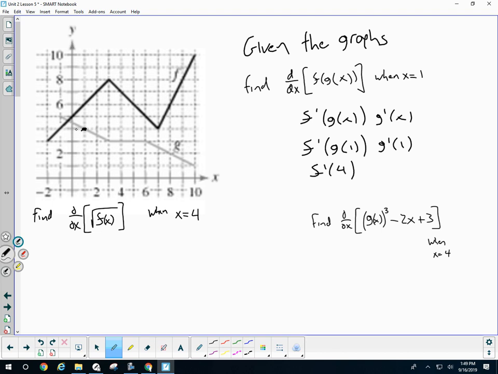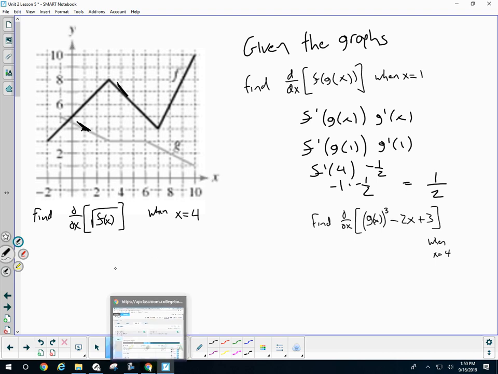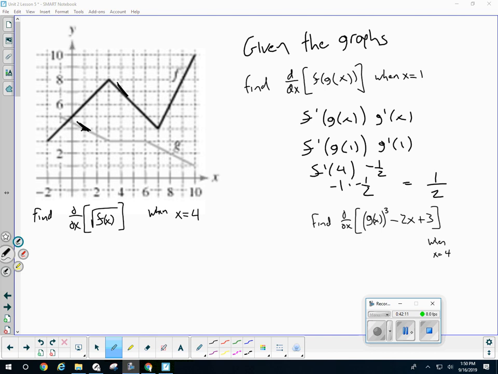g prime of 1 is the slope of g at 1. This slope looks like it's negative a half. f prime of 4, the slope of f at 4, is negative 1. Okay, so it moves us around the graphs, these compositions.